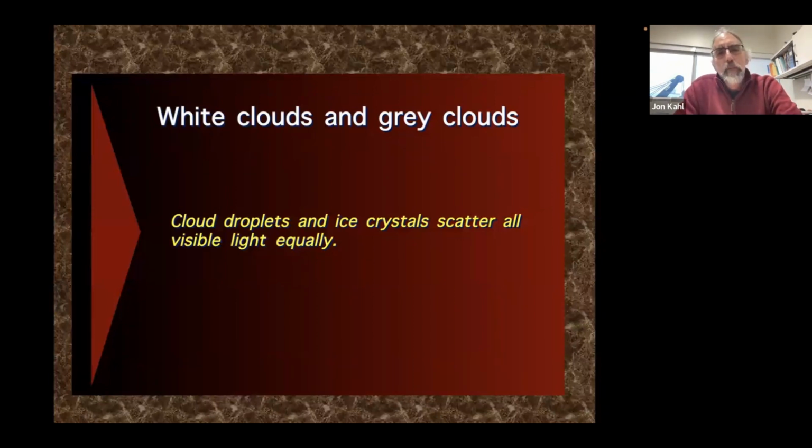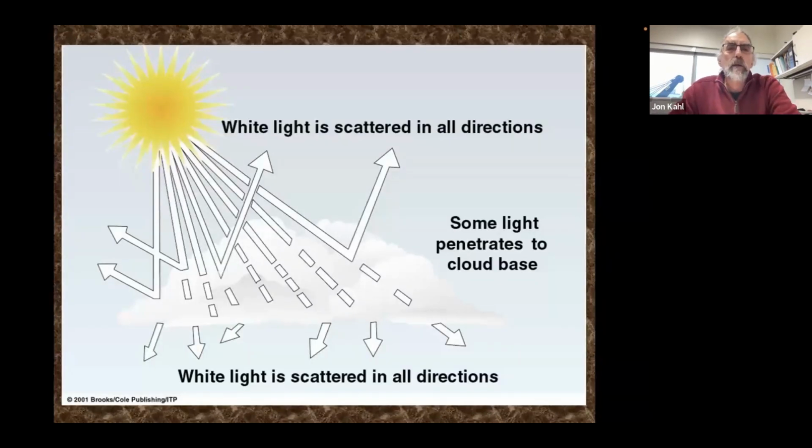So one property of the water particles that make up clouds, and by water particles, I mean the tiny microscopic water droplets, or if it's cold, the tiny microscopic ice crystals that make up the clouds, is that they scatter all of the wavelengths of visible light equally. So that means that when you look at a cloud, you are seeing the light from the sun that the cloud scatters, and you'll see all of the colors together, and it appears white.